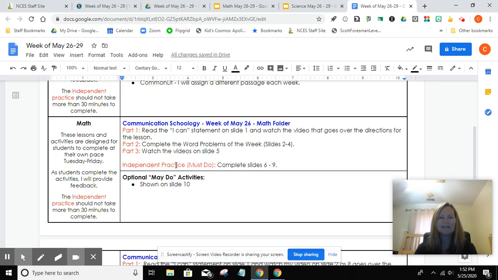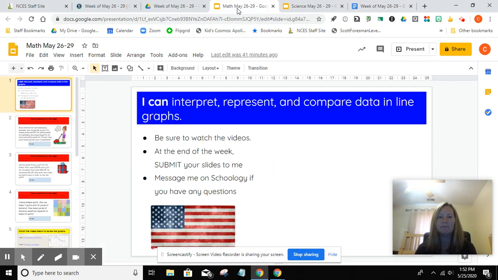The independent practice are must-dos. This is really where we're seeing how you work independently. So please make sure that you do complete these. These are not optional. They need to be completed each week. The optional slides, I've shown on slide 10 of the main math assignment. I'll go over that in just a few minutes as well. But any of the may-dos are going to be on that last slide. So I'm going to go back to the math slide.